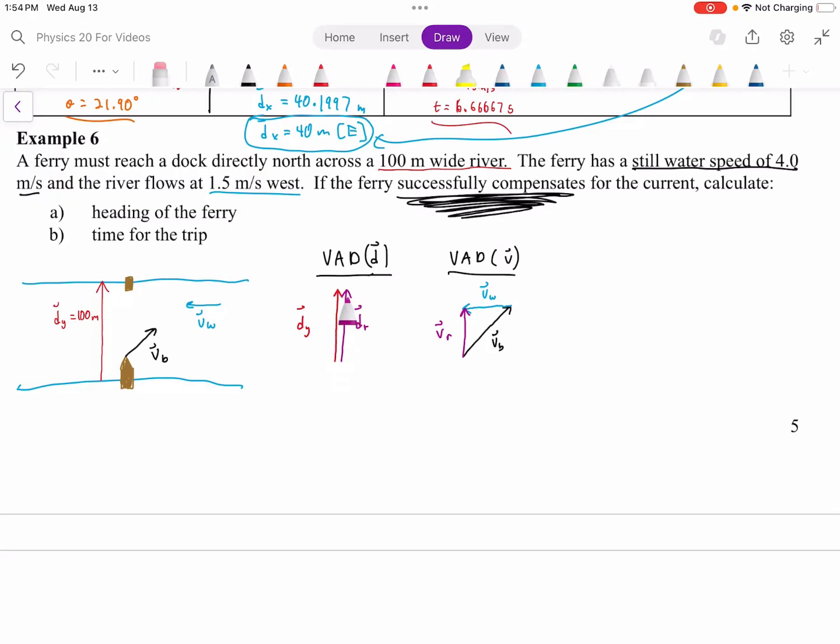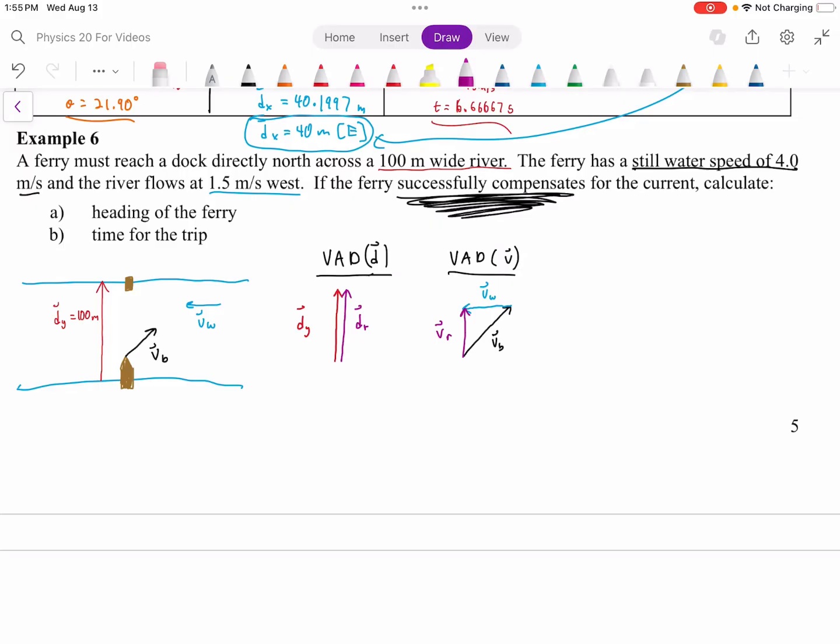Our resultant displacement really was just straight across the river. In order to achieve that, we had to aim our velocity at some angle to cancel out the current, right? Now you can see our VR and our DR are still in the same direction, but that direction is just north, which we already kind of knew. So we can't use an angle here, okay?